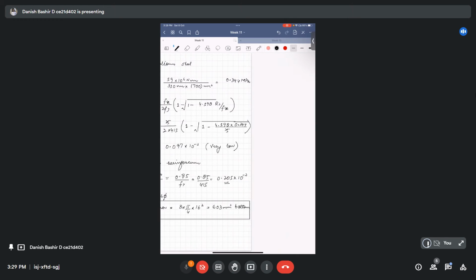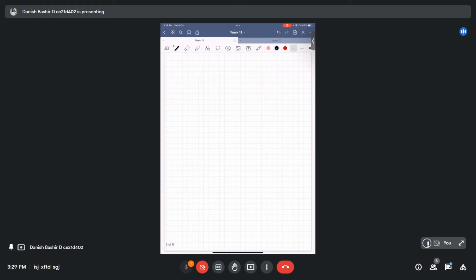Another one is side face reinforcement. Since you can see that the depth of the beam is very large, 750, we have to look for the side reinforcement requirements. As the overall depth is greater than 450, the code says that if the depth of the beam exceeds 450, side face reinforcement for torsion is required.